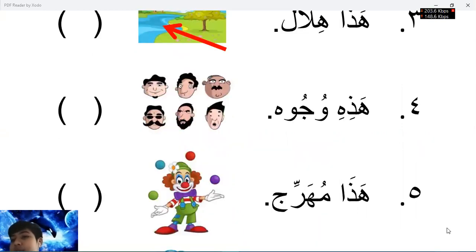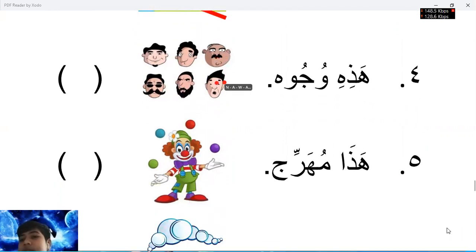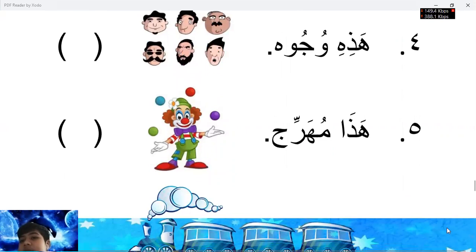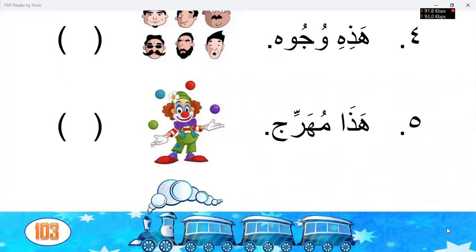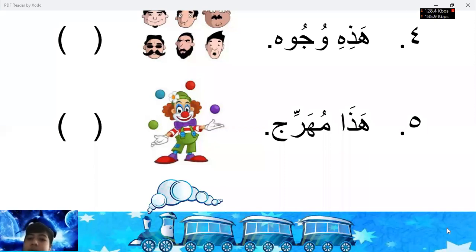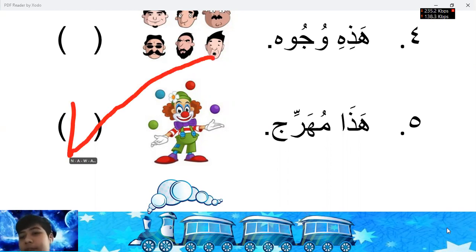These are Wujuh. It's plural because yesterday you said anything about body parts is counted, so these are faces, okay. Then this Muharrij, I believe it's the opposite of no, so it is correct.